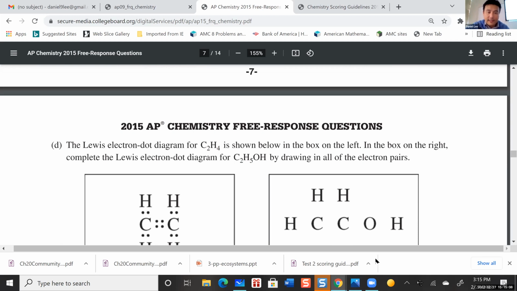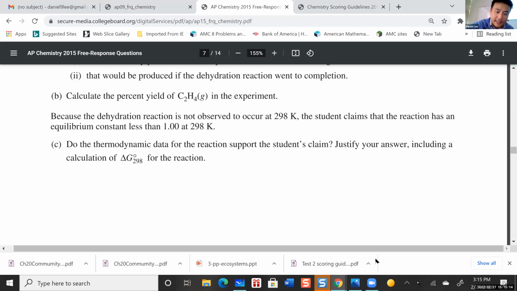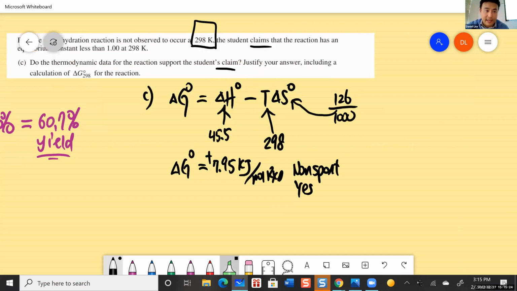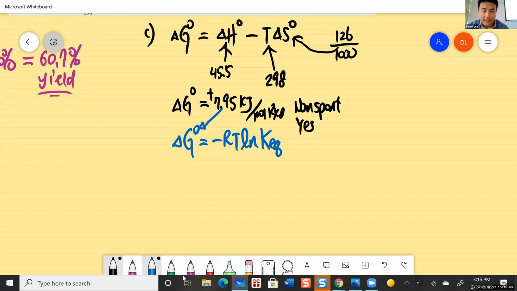Now I think I need to talk a little bit about the equilibrium constant, because the student is talking about the equilibrium constant. Delta G is not enough. I have to prove and support with delta G, yes, but I have to connect that to the equilibrium constant, right? I haven't done that. So you can just say that since delta G naught equals negative RT ln K, you can plug in to find the equilibrium constant and then prove it is less than 1. So this is 7.95 kilojoules, so your R must also be in kilojoules.